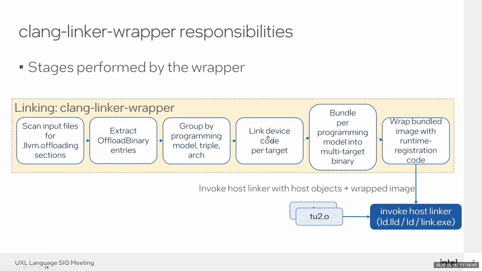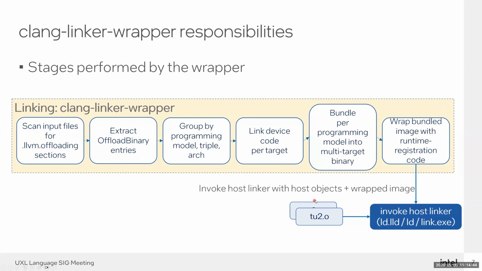Then it links device code per target, for example, per triple and arc, and then it bundles device code per programming model, because for different programming models, different wrapping needs to be done, because different programming models often use different runtimes. So it bundles device code into bundles per programming model, but now it is a multi-target binary after the previous stage.